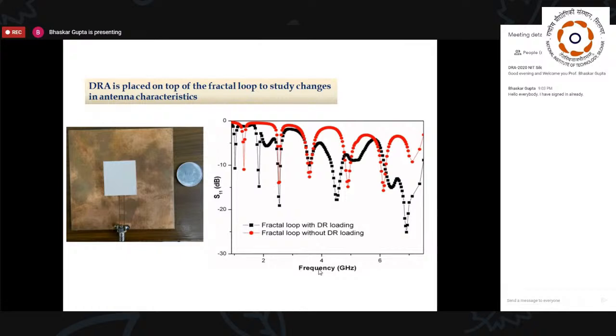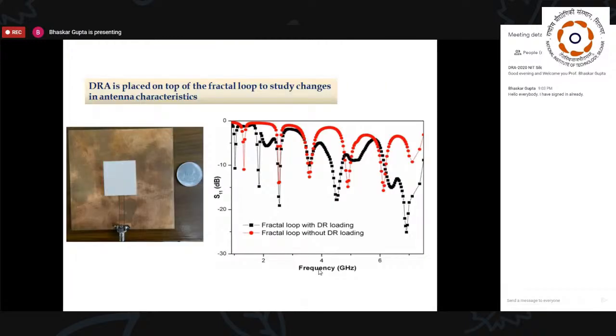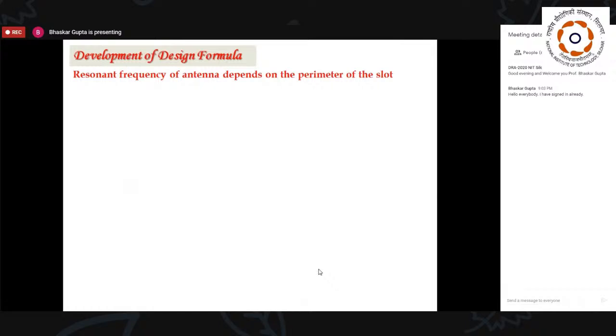So you see, basically what's happening? DRA is placed on the top of the fractal loop so that we get a hybrid antenna, and the antenna characteristics are changed. So we study the change in the antenna characteristics as depicted here. And this, of course, is what we needed, a really multi-band antenna with many bands.